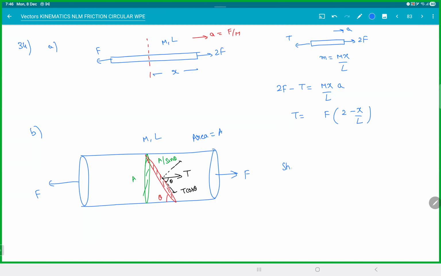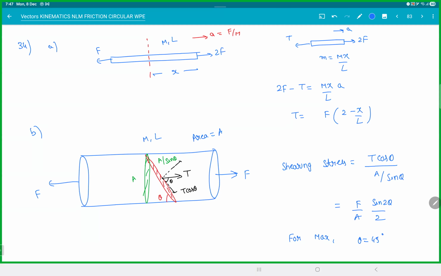So shearing stress will be tangential force by area of cross section where it is acting. So on this red area, the tangential force is T cos theta, and the area acting is A by sine theta. Clear that? So that would be F by A, sine theta cos theta, which you can write as sine 2 theta by 2. So when will this be maximum? For maximum, theta must be 45, when sine 2 theta is maximum. Clear with this?